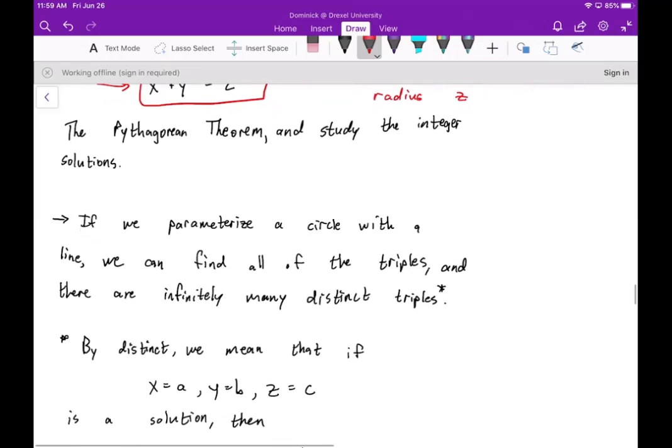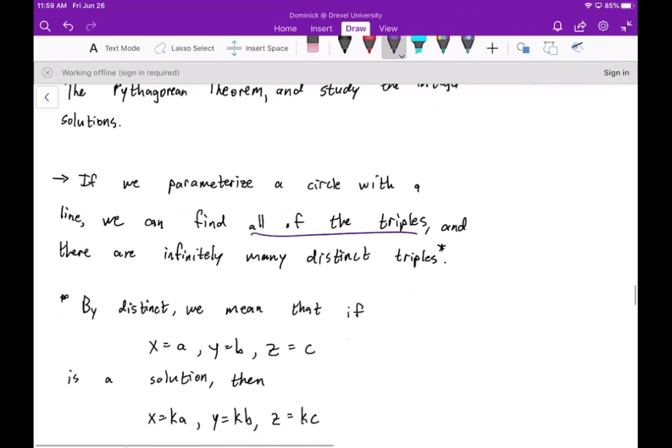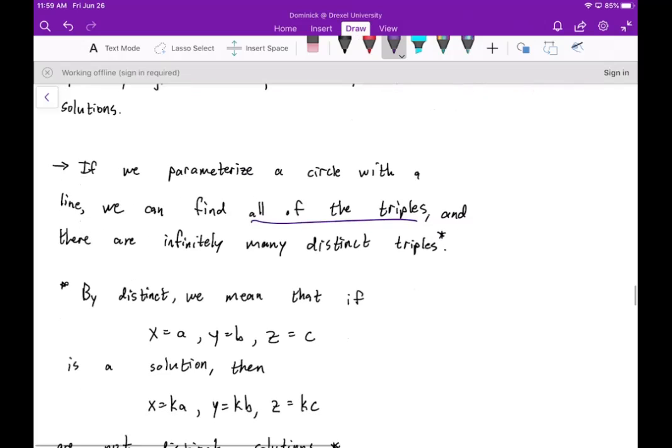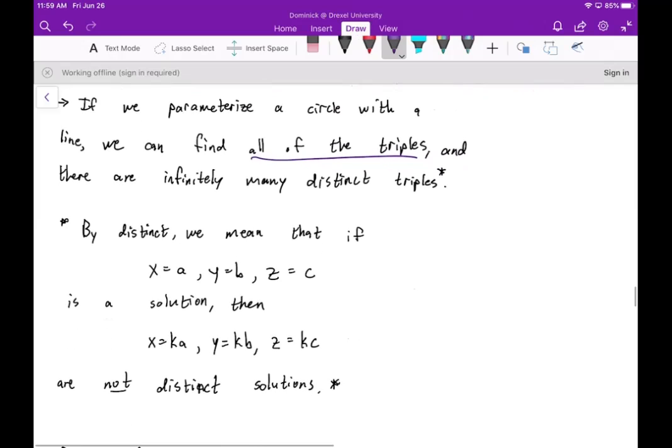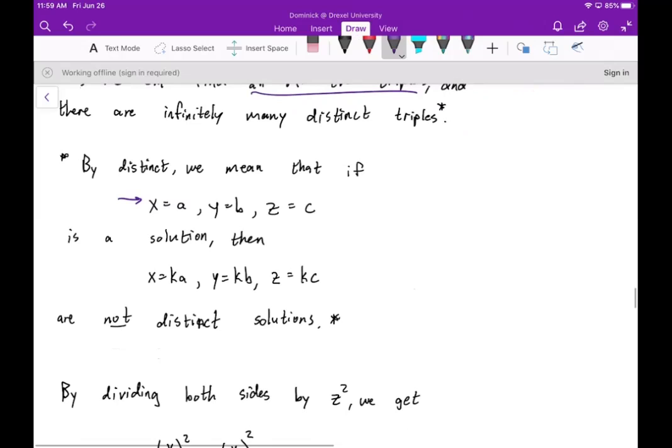So what we're going to do is parameterize the circle with a line. And doing that's going to allow us to find all of the triples, right? And one thing that's pretty cool about this is that there are infinitely many distinct triples that we can find for this. And of course, by distinct, we mean that if we know that a, b, and c is a solution to x, y, z, then any multiple of that would not be a distinct solution, right? So we mean completely different a's, b's, and c's, right? So in other words, 3, 4, 5, and 6, 8, 10 would be considered the same solution because they're just multiples of each other, okay?